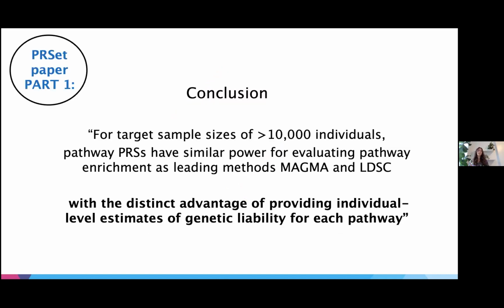So the conclusion of this part one is that for target sample sizes of more than 10,000 individuals, pathway polygenic scores have a similar power for evaluating pathway enrichment as MAGMA and LD score regression. But then PRSet has the distinct advantage that it provides individual-level estimates of genetic risk for each pathway. And this is something that MAGMA and LD score don't do. And it's also something that we can exploit for applications that are usually used in polygenic score approaches.